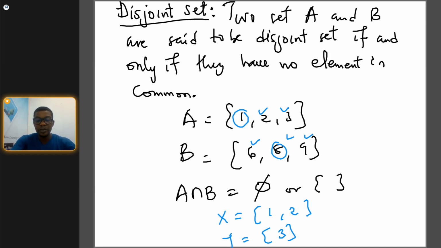Your answers will either be yes or no. Is X and Y a disjoint set? We said a disjoint set is a set that has no element in common. So you have to check sets X and Y and determine if they are disjoint or not. I'm waiting for your response in the chat box so we can proceed. Any response? Is set X and Y a disjoint set? Yes or no?